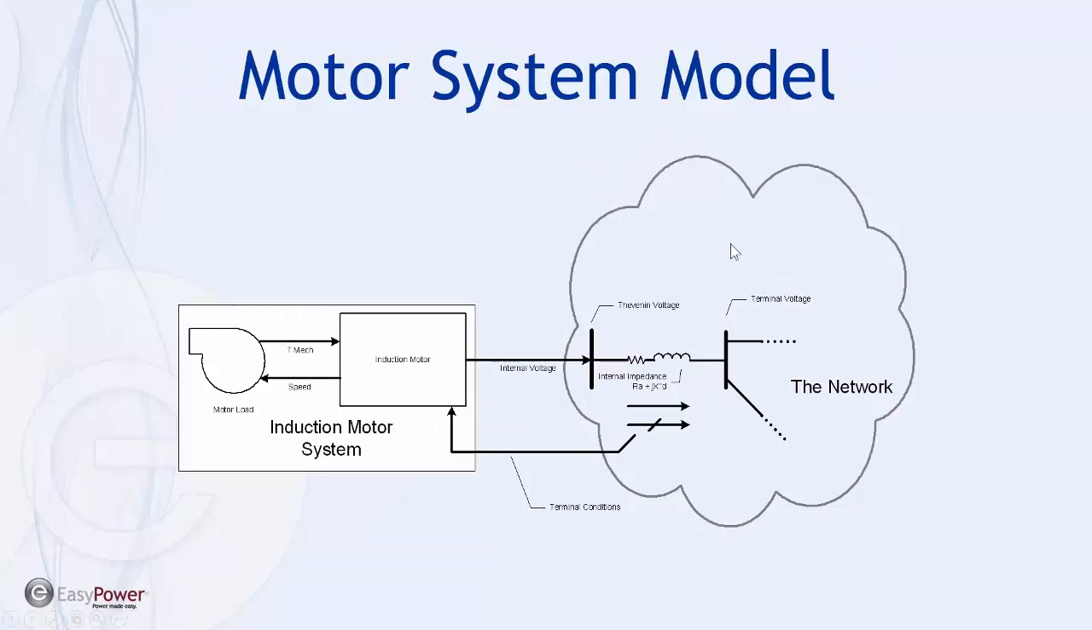Likewise, the motor system model is similar, except it doesn't have the regulation or the field controls included as we do in a generator. It does have an induction motor model and responds to changes in speed and torque, the mechanical torque from its rotating load. And again, this model will connect to the network through a Thevenin impedance and a Thevenin voltage that will be calculated at each time step.